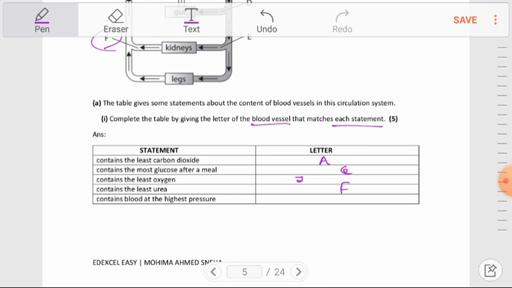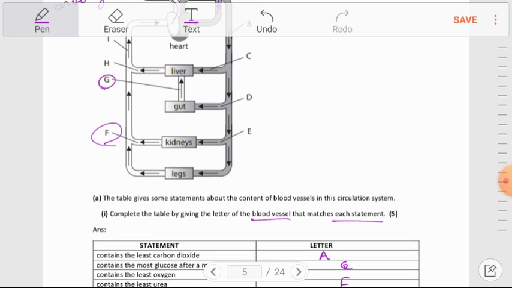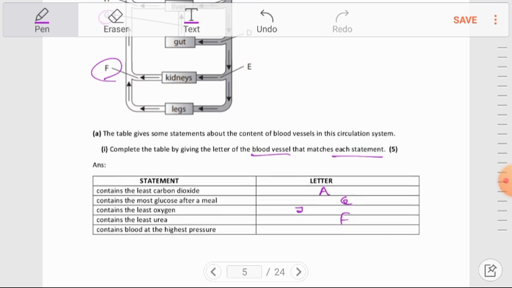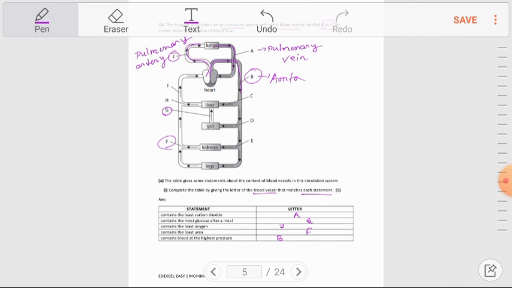Contains blood at the highest pressure, it is the aorta. So blood leaving the heart to the body is B, that's the aorta. So B is the correct answer. I hope question number 3A1 was clear. Moving to 3A2.